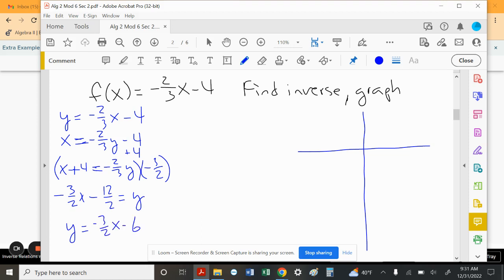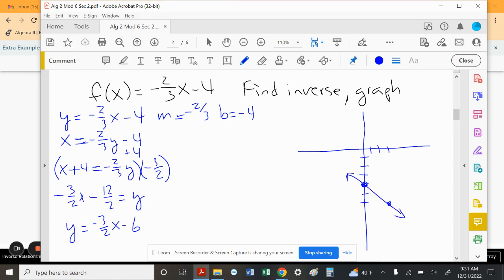So for our initial equation, our slope is negative 2/3 and our b is equal to negative 4. So we go down 4: 1, 2, 3, 4, and we put a point there. This negative 2/3 tells me that I go down another 2, and always to the right 3. So there's our equation right there.